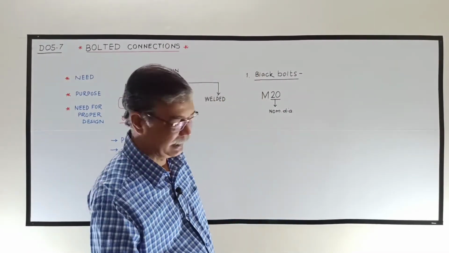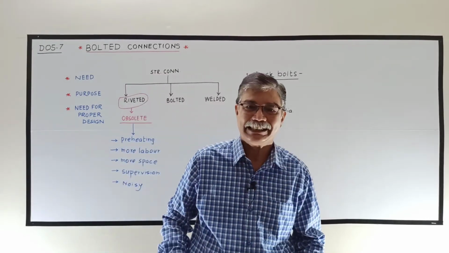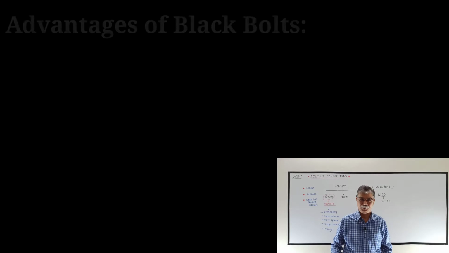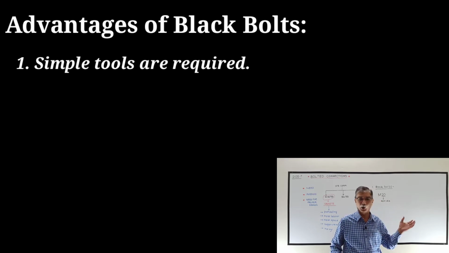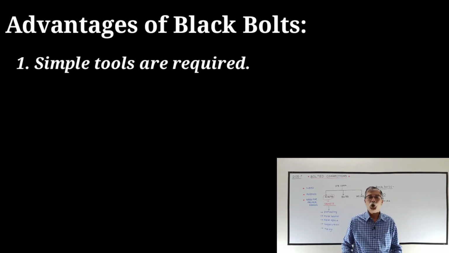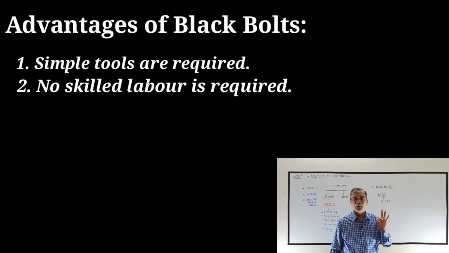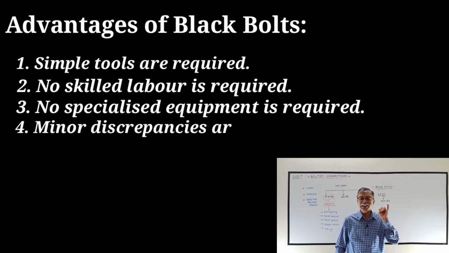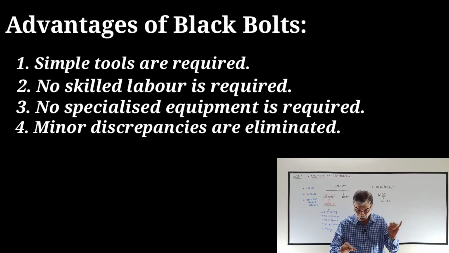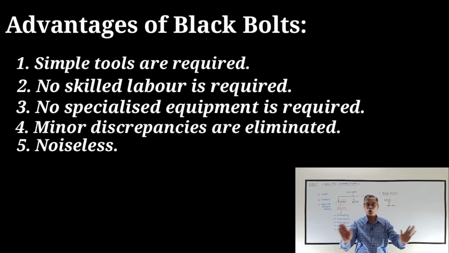Now let us see some advantages of black bolts over rivets and welds. The first one, simple tools are required for bolting these bolts. Second one, no skilled labor is required. Third one, no specialized equipment is required. Fourth one, minor discrepancies can be eliminated. The next advantage is this process is noiseless. No noise pollution is there.